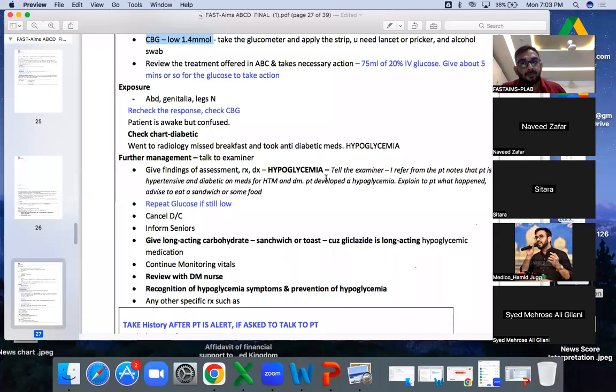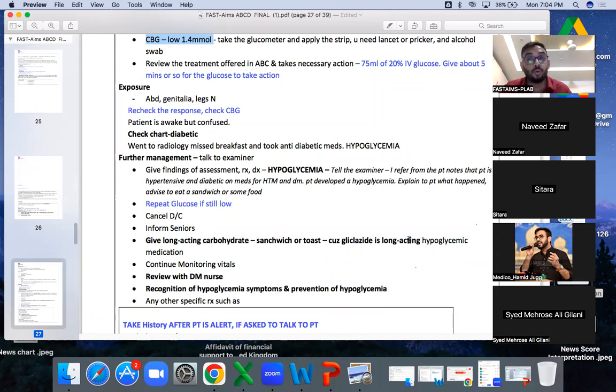He's hypoglycemic. You will ask whether he has missed a meal, and whatever the patient has already done, you will take all that. Then here you will do the counseling of the patient. You will repeat the glucose here, if not already repeated over there. And you will tell him that he should keep glucose with him. You should eat long acting carbohydrate.